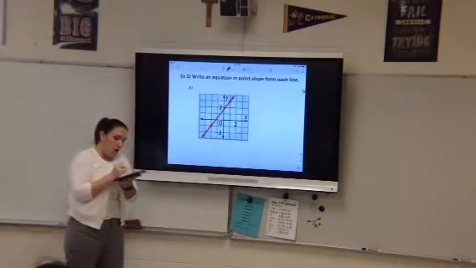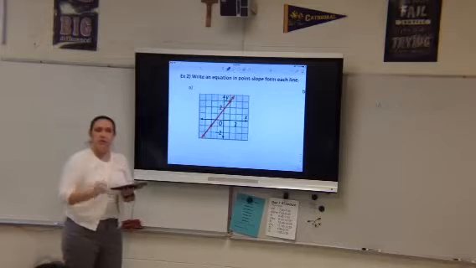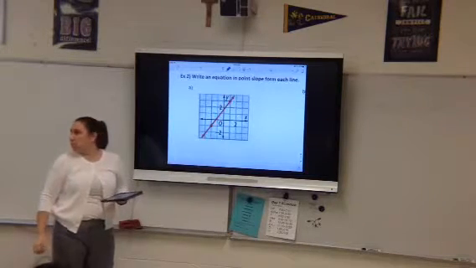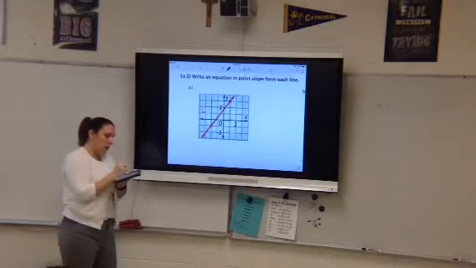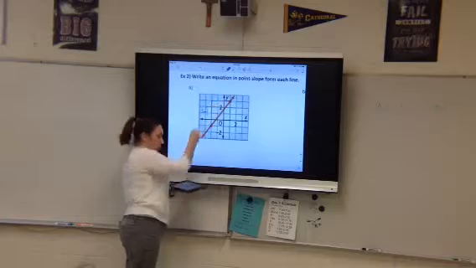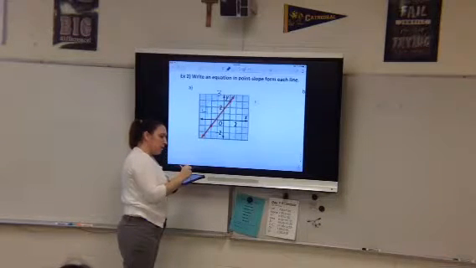So to find slope, you're just going to do rise over run. That's all you've got to do there. How many are we going up there? 4. And how many are we running over? 3. So my slope is 4 over 3.